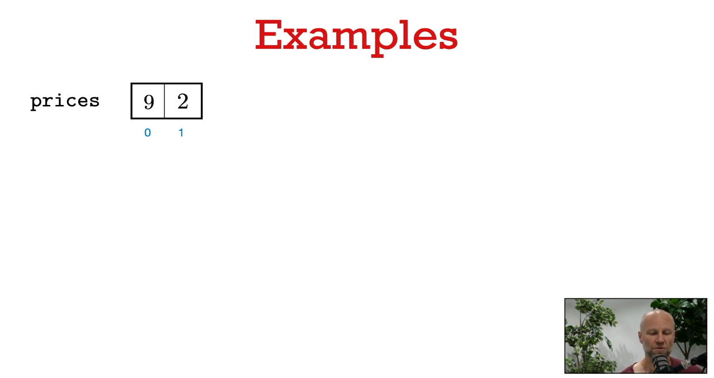Let's look at some examples just to make sure that we understand the problem. So first, say that the price at day 0 is 9 and the price at day 1 is 2. Okay, so in this case, the maximum profit is just 0, right? We just don't buy or sell anything. The only other option would be to buy on day 0 and sell on day 1, but then we'd lose money. Okay, so we don't want that. It's better just to do nothing and have profit of 0.